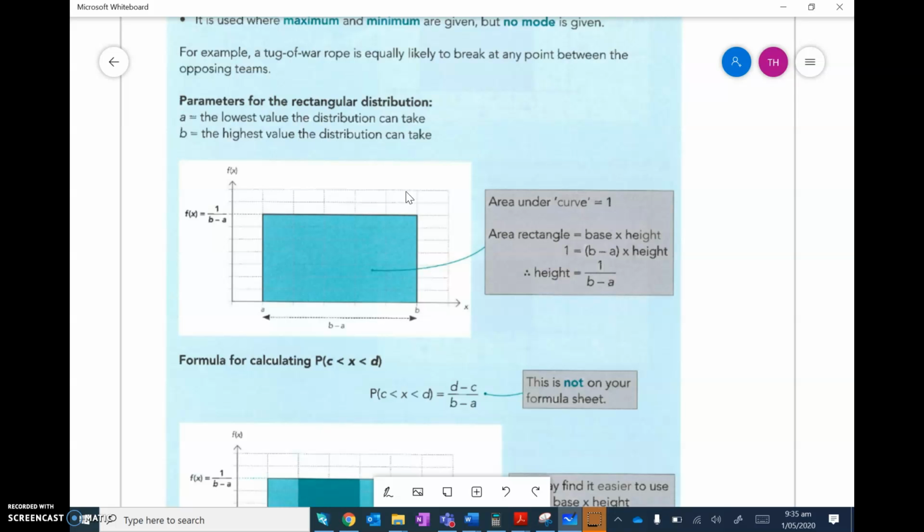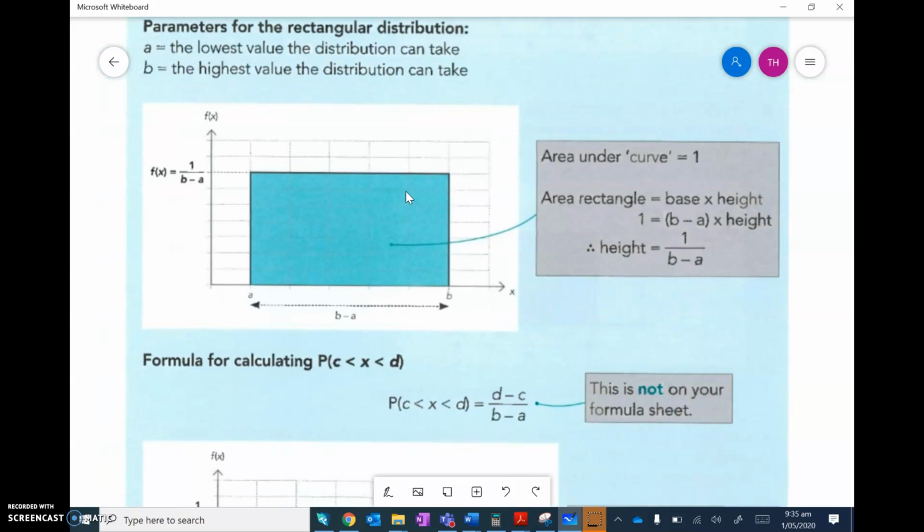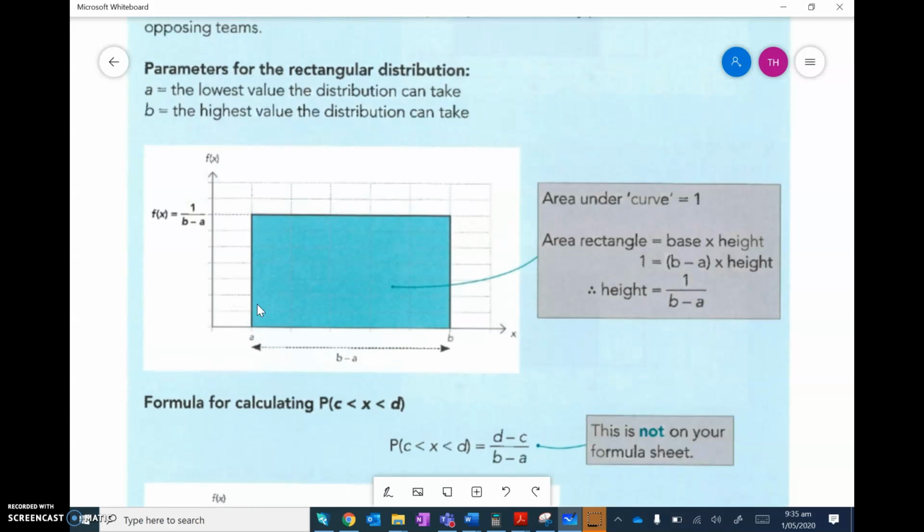Okay, so if we look at the diagram, what we have here is the lowest value the distribution can take. For example, in the time waiting for the bus, it might come between 9 and 15 minutes from now. So this would be 9 and this would be 15. So it's the lowest value the distribution can take, and this is the highest value the distribution can take. And over here we have the height of the distribution. That height helps us work out the probability.